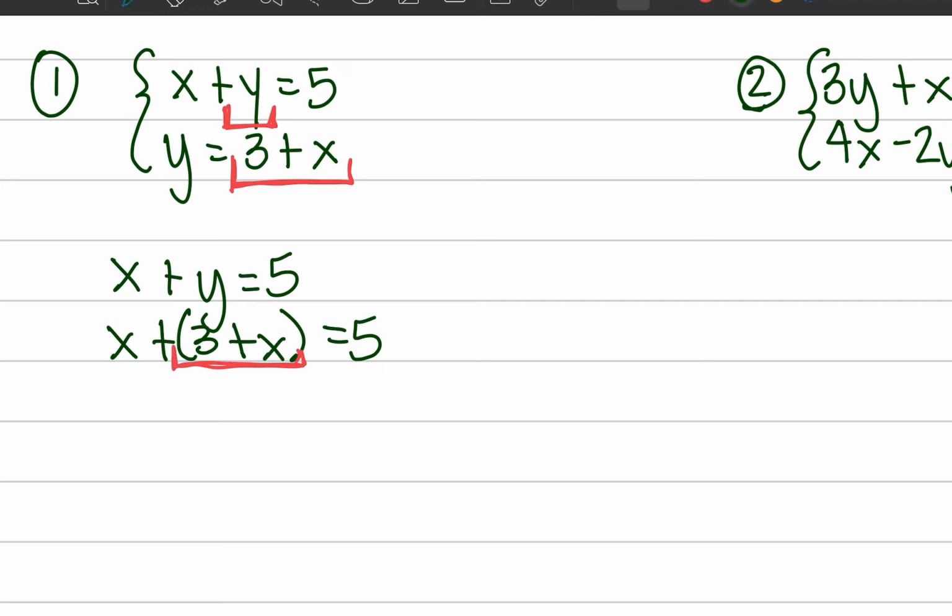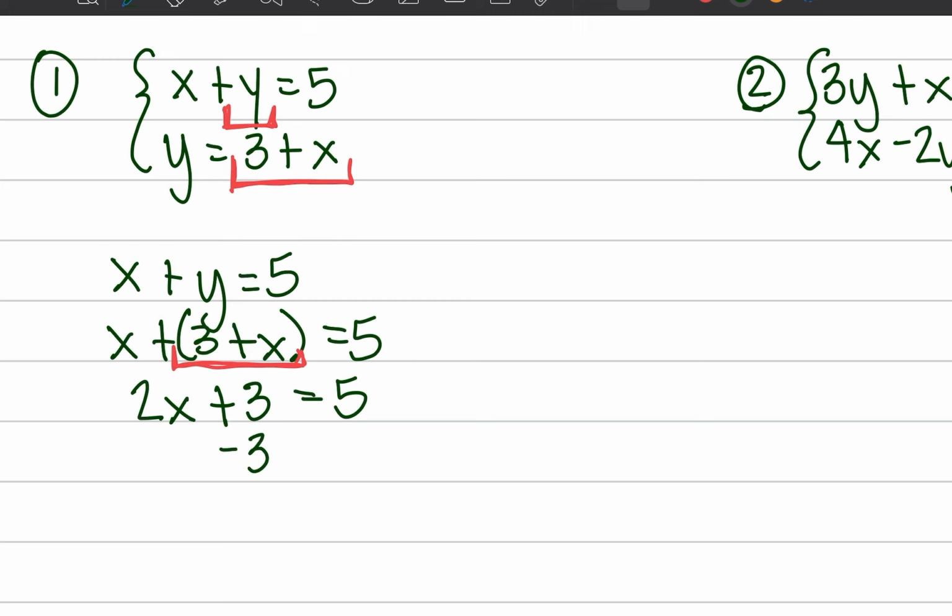From there, all we have to do is solve normally. I'm going to go ahead and combine like terms. I've got 2 x's, so that's going to turn into 2x, and I've got a plus 3. Now that we've simplified our expression on the left side, we're going to go ahead and solve for x.